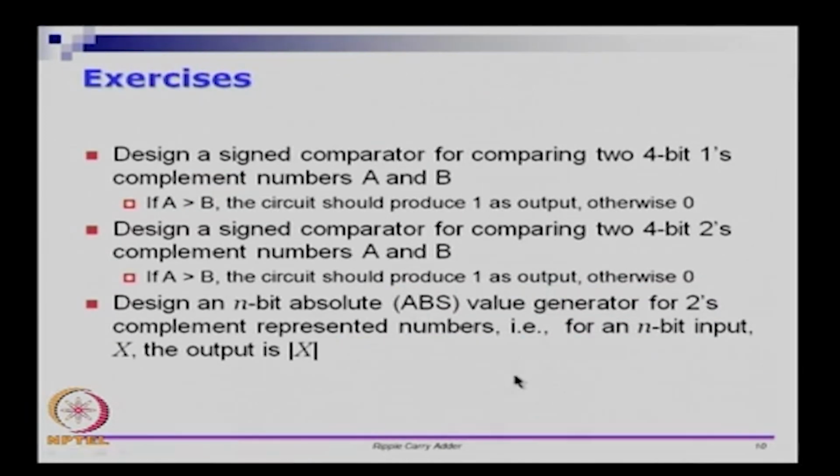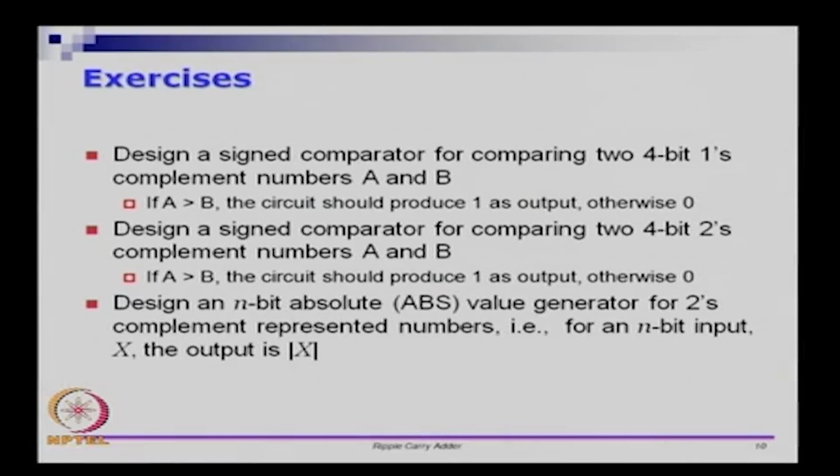So I want you to do these as exercises. Design a signed comparator for comparing two 4-bit ones complement numbers A and B. So you are given two numbers A and B, the numbers are already in ones complement format, compare and give 1 or 0. If A is greater than B, give 1, if A is equal to B or A is less than B, give 0. Similarly do that for 2's complement. And finally design a circuit where you have a 2's complement number and you are given x, you have to give modulo of x. If the number is positive, it should return the number directly. If the number is negative, it should give me the absolute value of the number. So go and design circuits for this.